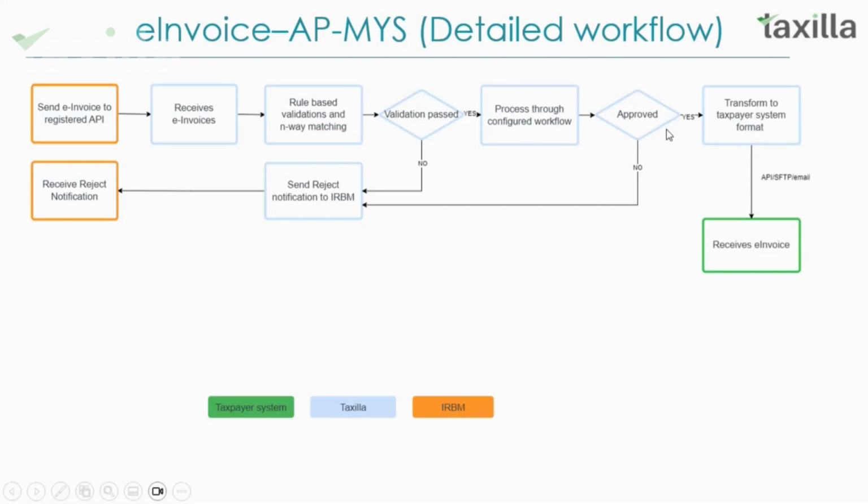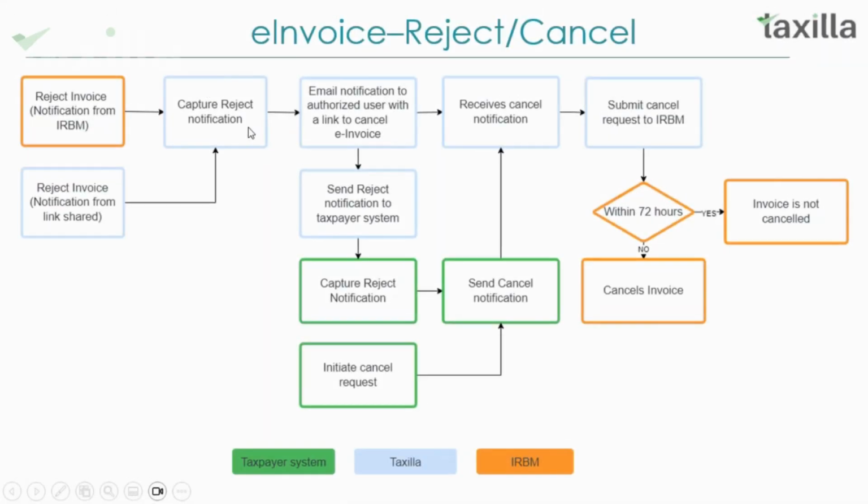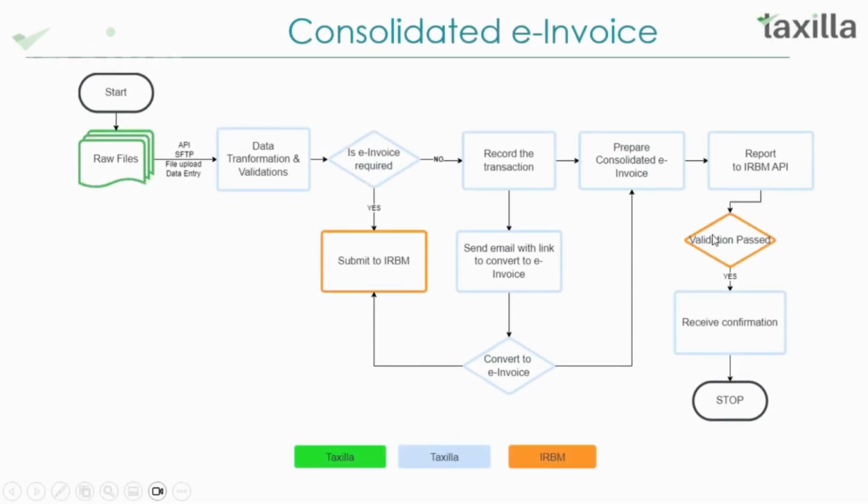And next, all the invoices will be transformed to your accounts payable system format, and then posted to your accounts payable system where you actually receive those invoices, right? Now, in between, if there is a rejection or validation failure, then a reject notification will be automatically sent to the IRBM. Whenever a reject notification is received from the IRBM, we will trigger an email notification to the authorized user within your organization so that they can review that reject notification and take an appropriate decision to cancel or not to cancel. So this is the flow for consolidated e-invoice.